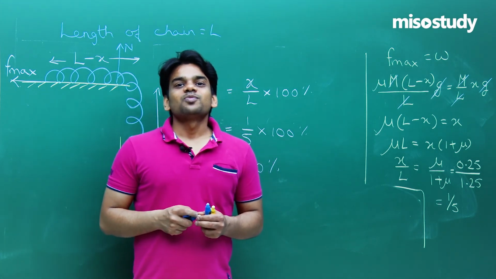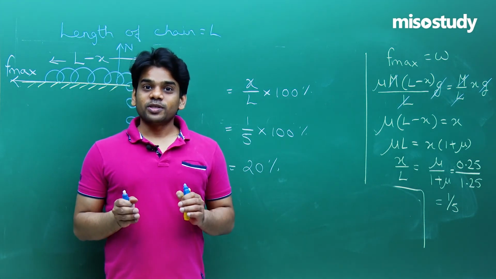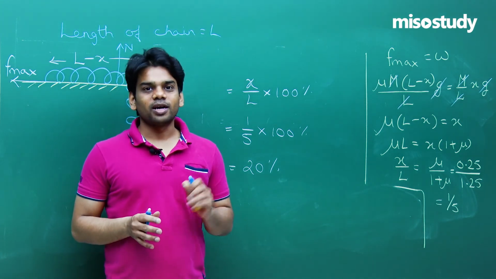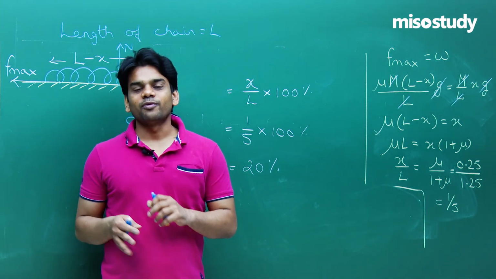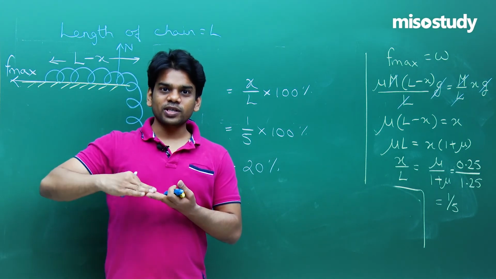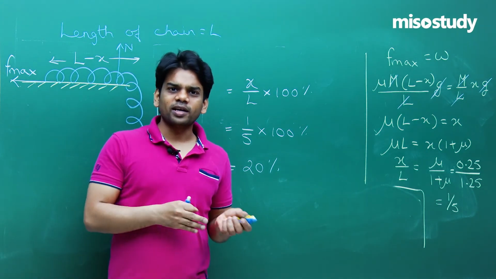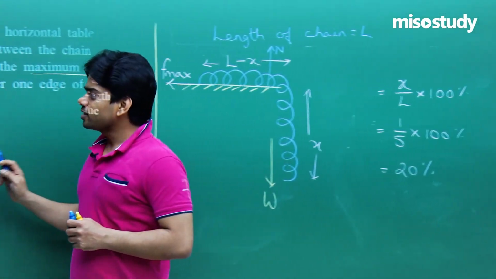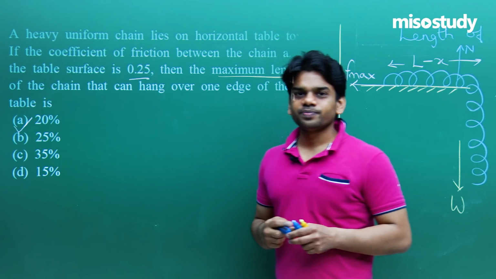If the coefficient of friction is 0.25, you can only hang 20%, only 1/5 part of it. It cannot hang more. If you hang more, it will slip down, it will come down. If you hang less, it will stay comfortably on the table. If you increase the coefficient of friction between the surface and the chain, some more part can be made to hang. So let's see the options, we are getting 20%. So the right answer is option number A, that is 20%.